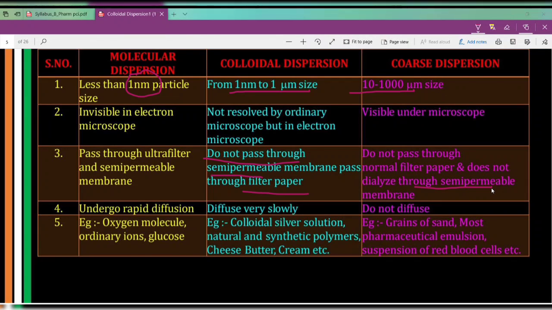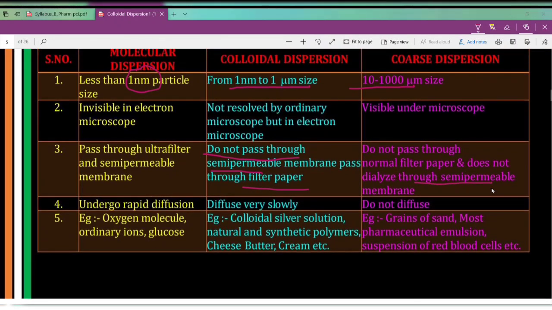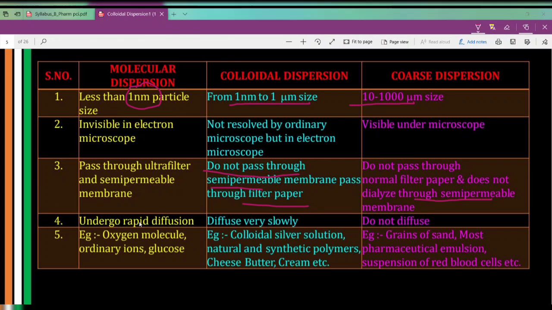Molecular dispersions undergo rapid diffusion. But in a colloidal dispersion, diffusion is very slow, and a coarse dispersion doesn't diffuse. That is the point. And last one, the example. From an exam point of view, like competitive or semester MCQ, you should remember all this kind of point.